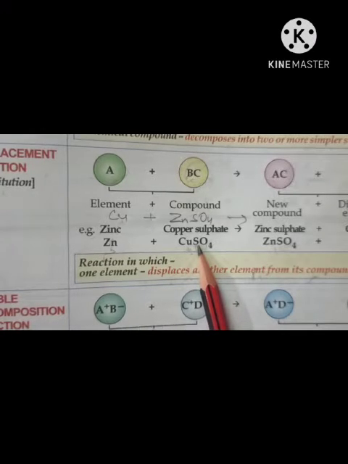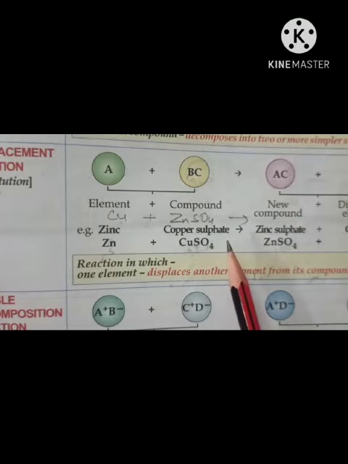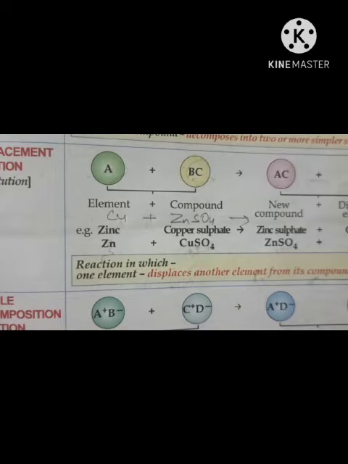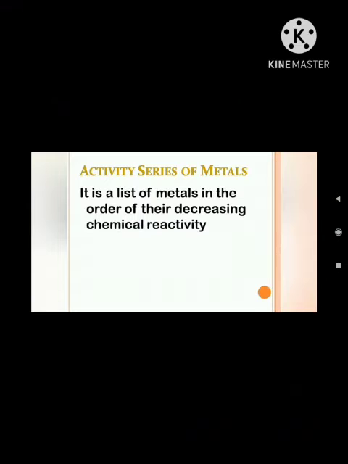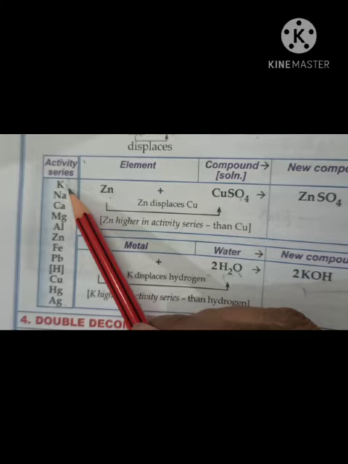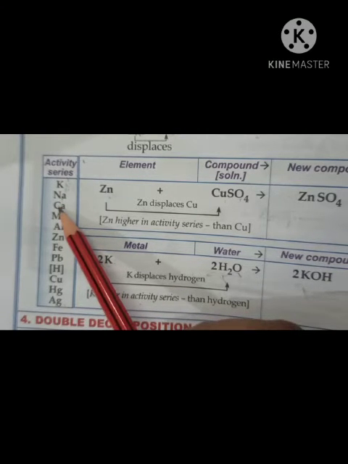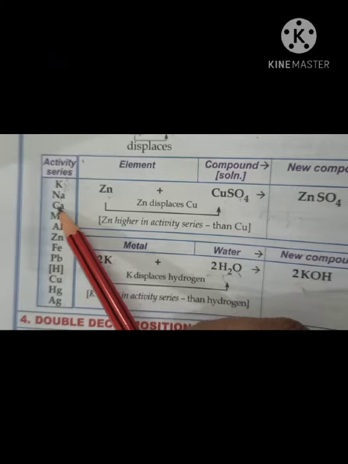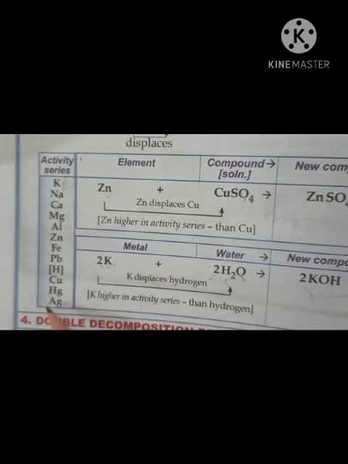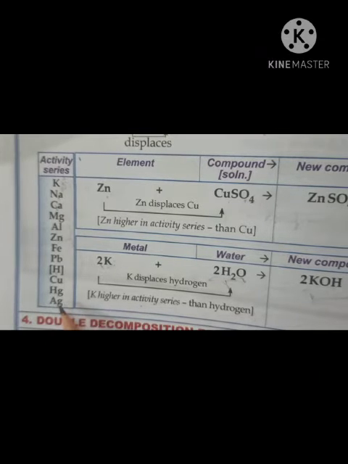But here the question is, how do we know which element is more reactive and which is less reactive? To answer it, we have the activity series of metals. The activity series of metals is a list of metals in the order of their decreasing chemical reactivity. See this list here. Potassium is the most reactive metal because it is placed at the top. Then sodium is less reactive than potassium, calcium is less reactive than sodium, and so on. Here silver is the least reactive metal, that is why it is placed at the bottom of the list.